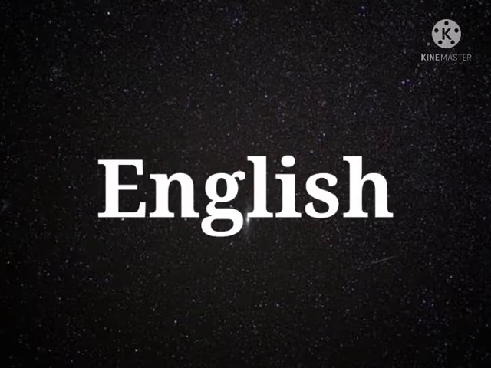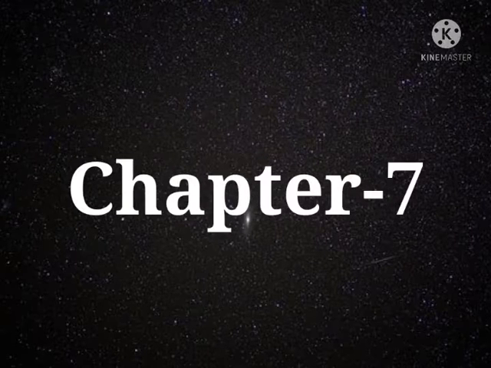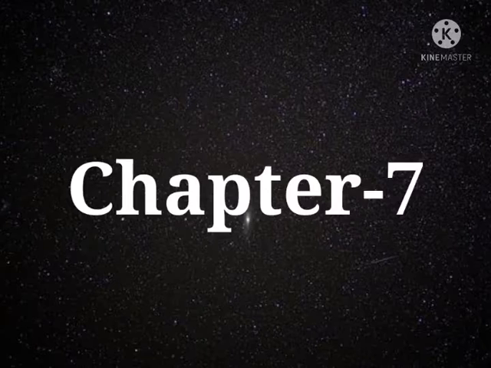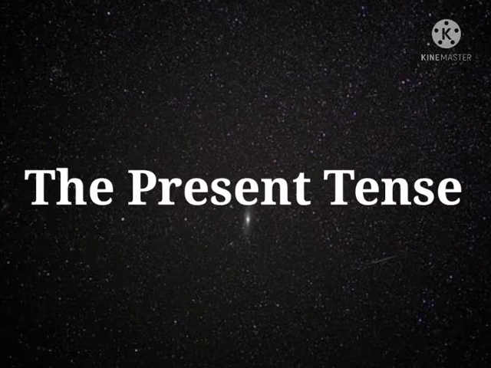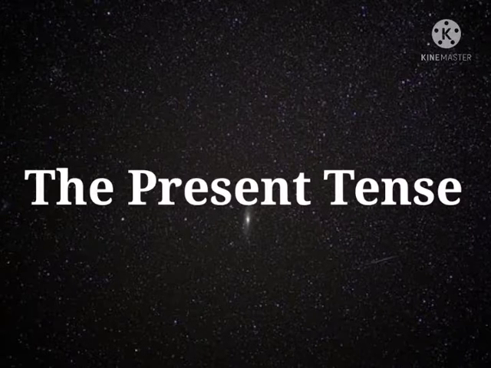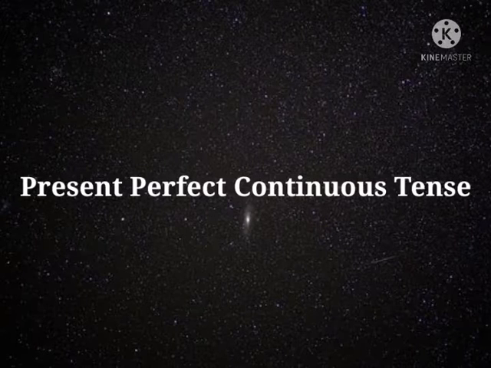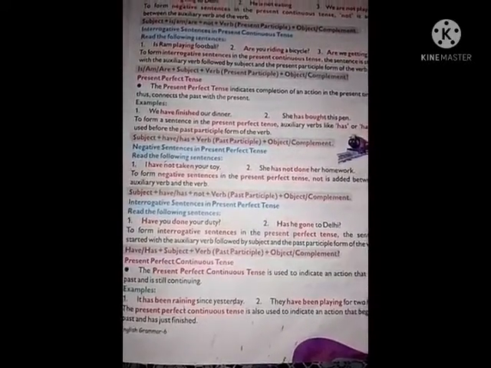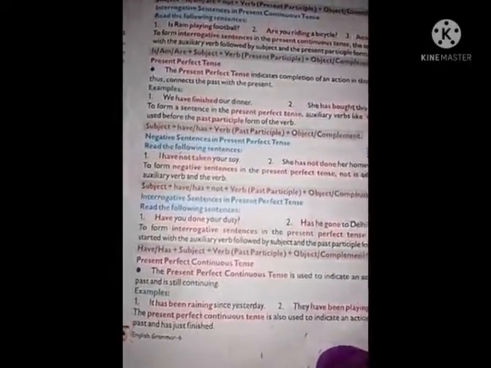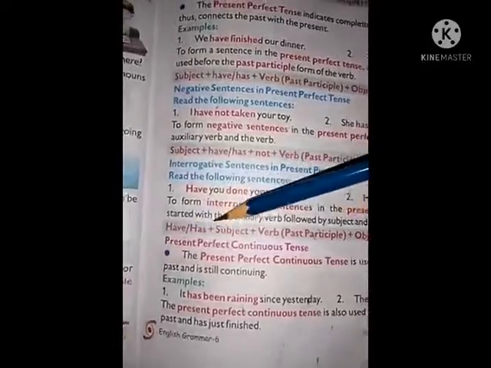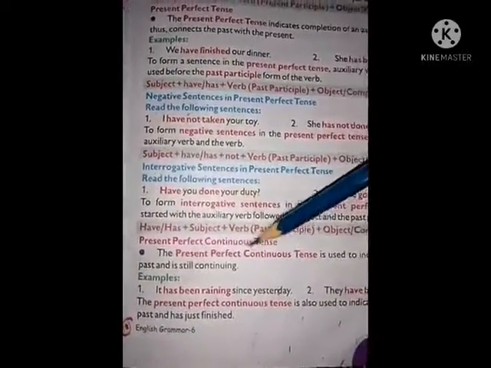We were discussing the 7th chapter from your English grammar book. The chapter name is the present tense. Today we will learn about present perfect continuous tense. Okay. So all of you open your books. Page number 33. See, present perfect continuous tense.